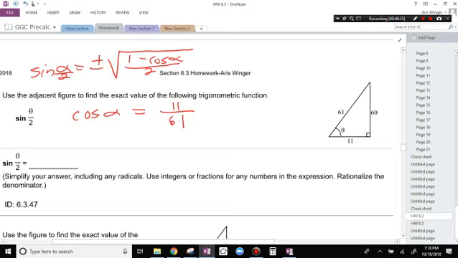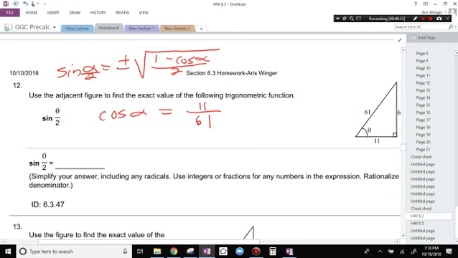Oh, 11, 60, 61. I did not know that one. 11, 60, 61. Square root of 1, all of these are positive, right? Because all the angles are between 0 and 90, because it's part of a triangle. So it's plus the square root of 1 minus 11 over 61, over 2, and you just figure out the calculator stuff, right?